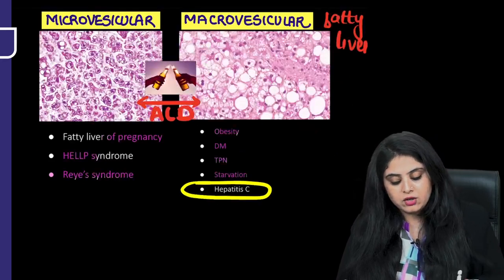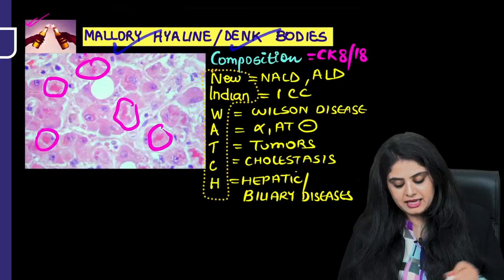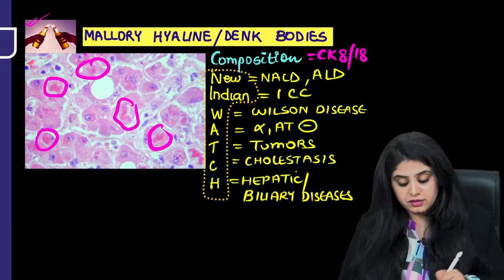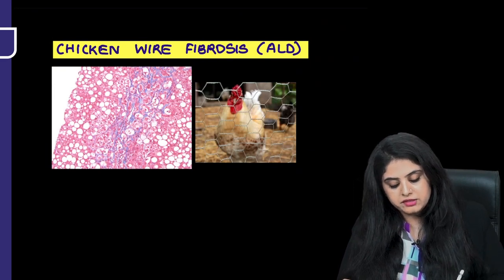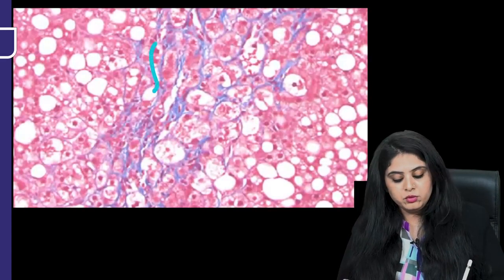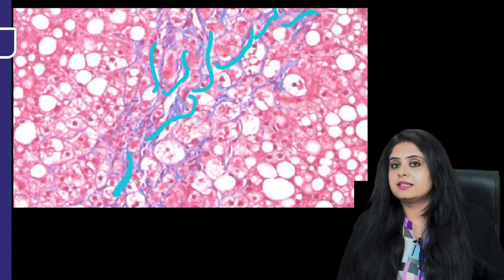So firstly, when alcohol consumption happened, toh aisa fatty liver hua. After that, these Mallory-Hyaline or Mallory-Denk bodies started forming, and after that, one more thing happens along with this. Alcoholic liver disease shows you chicken wire fibrosis. Dekho jaisa chicken wire hota hai na, like a wire. Similarly, you're gonna see this blue color. Can you see around the cells there is a chicken wire fibrosis that is also noted.